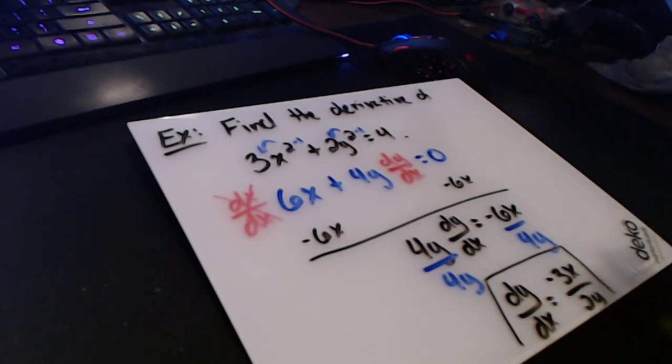Right now we're not doing anything with this. This is not application time. This is strictly, hey, find the implicit derivative. This is a very basic problem. We'll do a couple more.